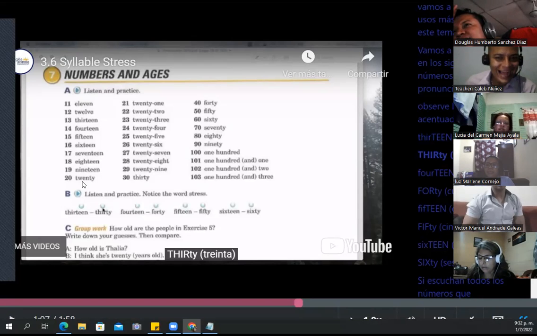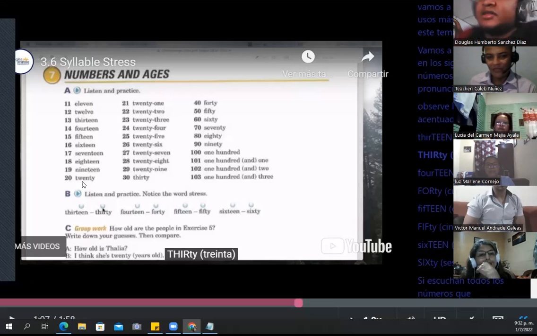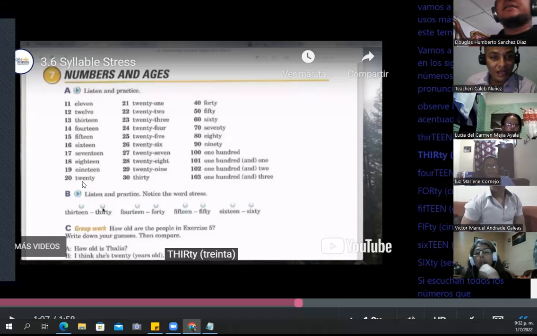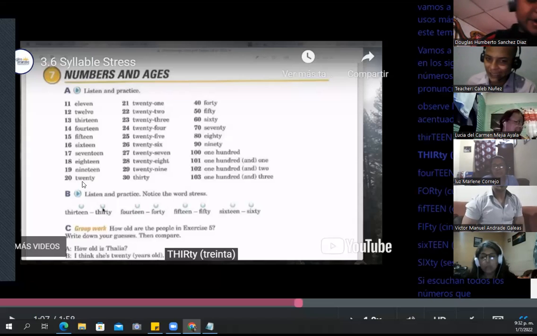21, 22, 23, 24, 25, 26, 27, 28, 29, 30. ¿Se acuerdan de 13? 30. Ahora 30. 30. Sí, pero con Z. 30. Si no me haces el sonido Z, no está bien. Ok. 30. Ok.